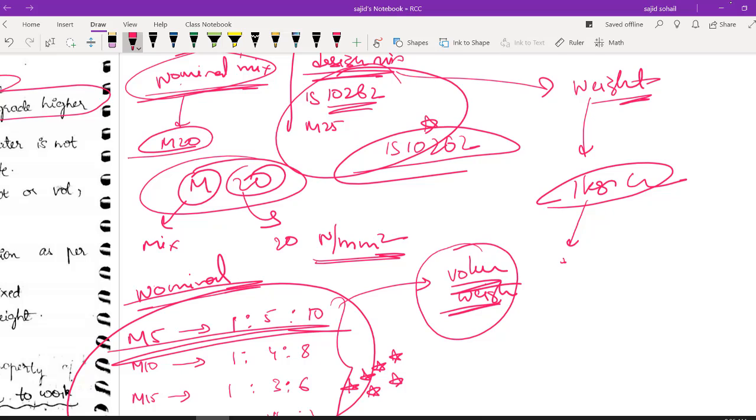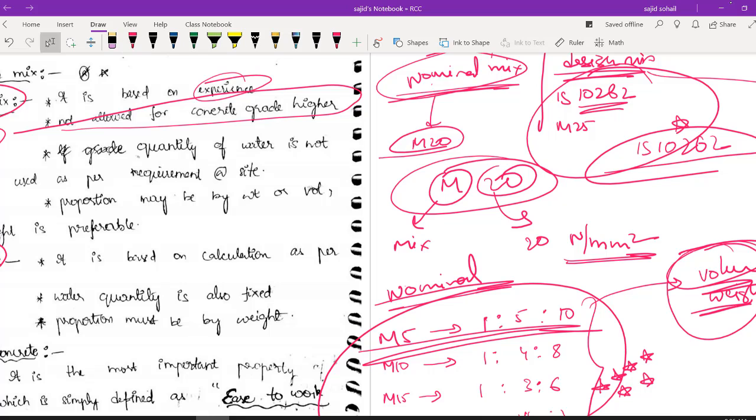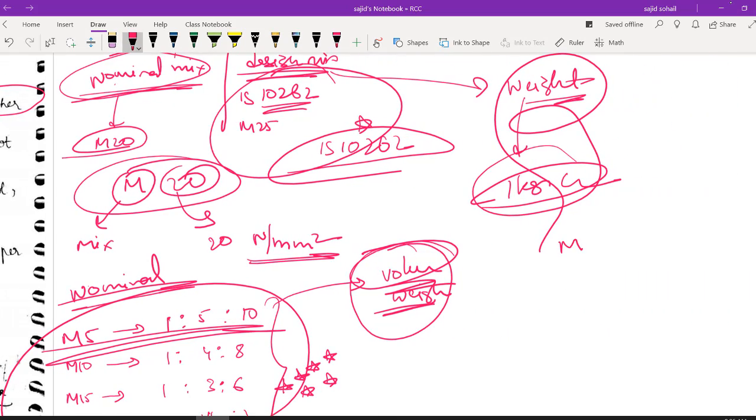If you are not compressing, if you are spreading it around, your volume will be more. I hope you are getting it right. So when you design by volume, you won't be getting the same strength, you will be getting different strength. But if you are using weight mix proportions, you will be getting the strength in a very nearby vicinity. If you want some M25 concrete, you will be getting that M25 concrete only.